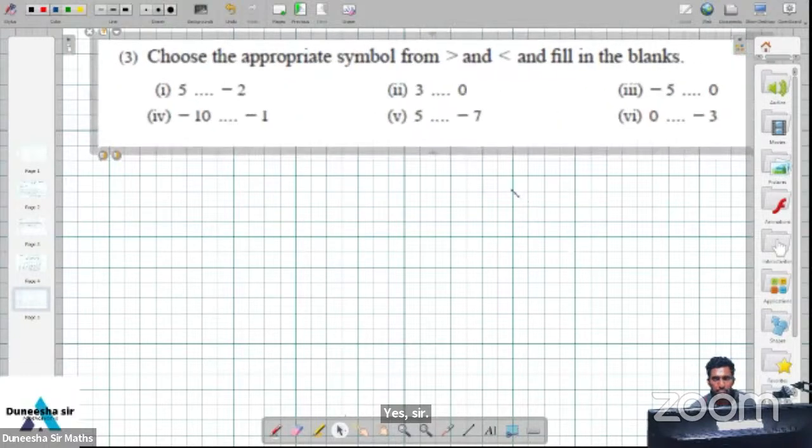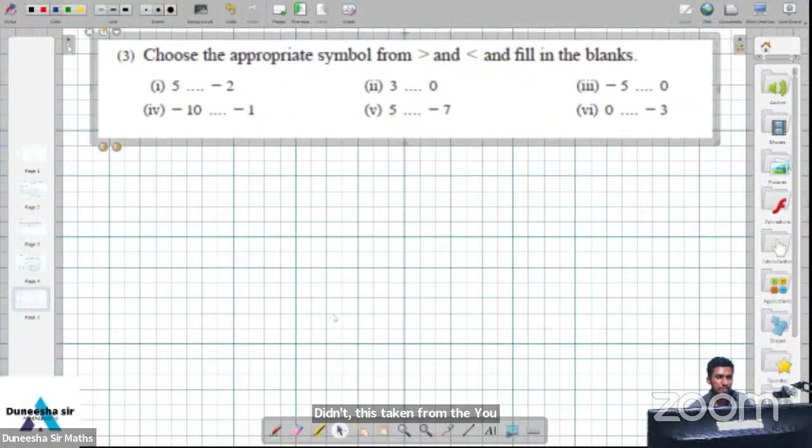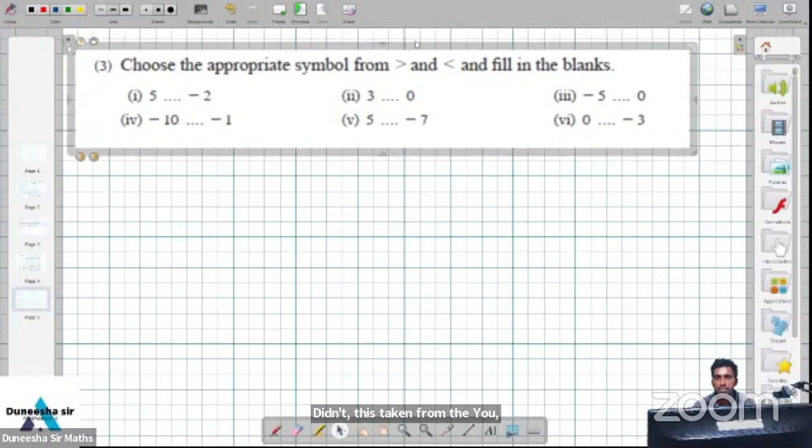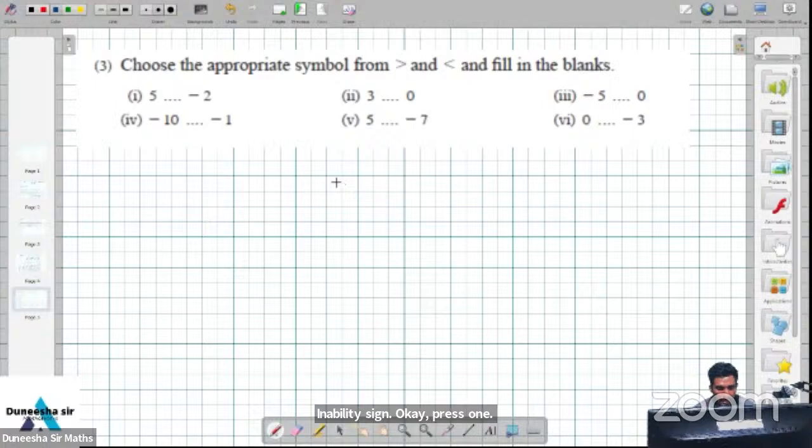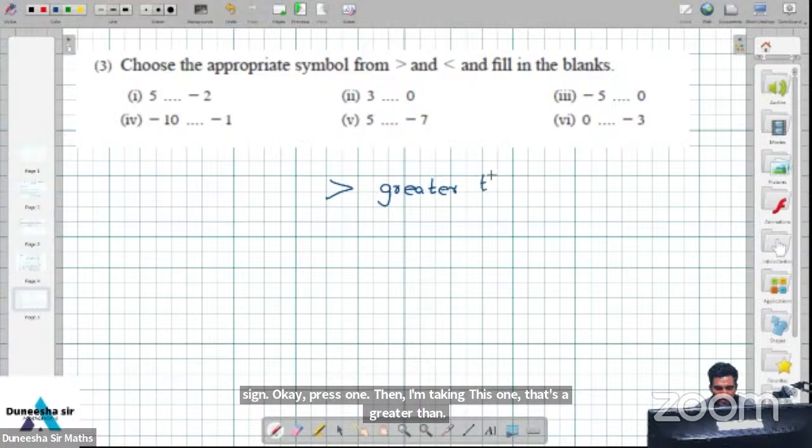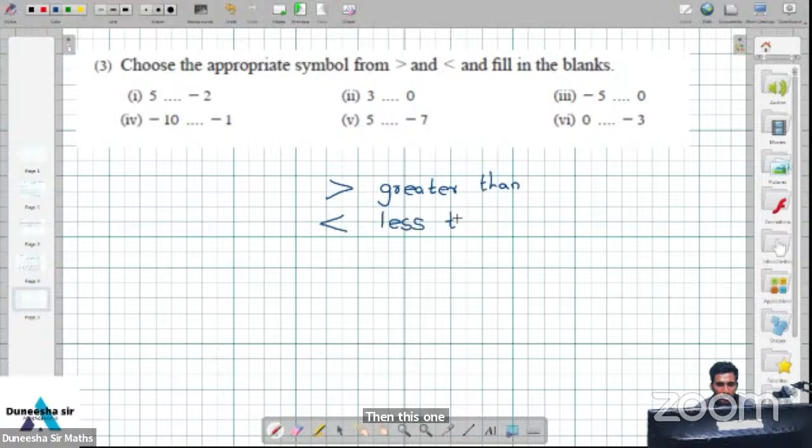Then this is taken from your review questions. The number line is not given. Can you remember what the number line is? Now you have to think about the number line. ඔයාලා number line එක දැන් හිතේ තියාගන්න. Then can you put down the appropriate inequality sign? Okay, first one. Then I am taking this one as greater than. Okay, greater than. Then this one is less than.